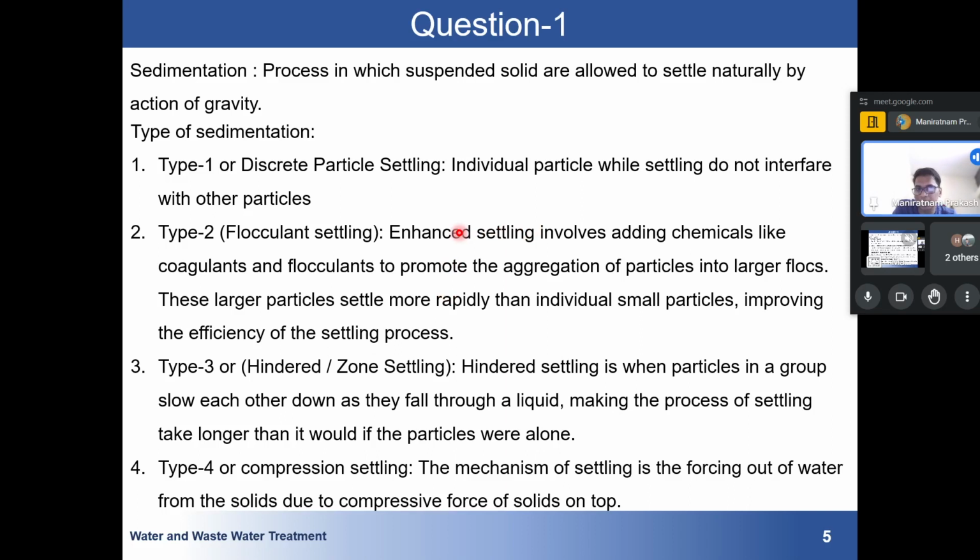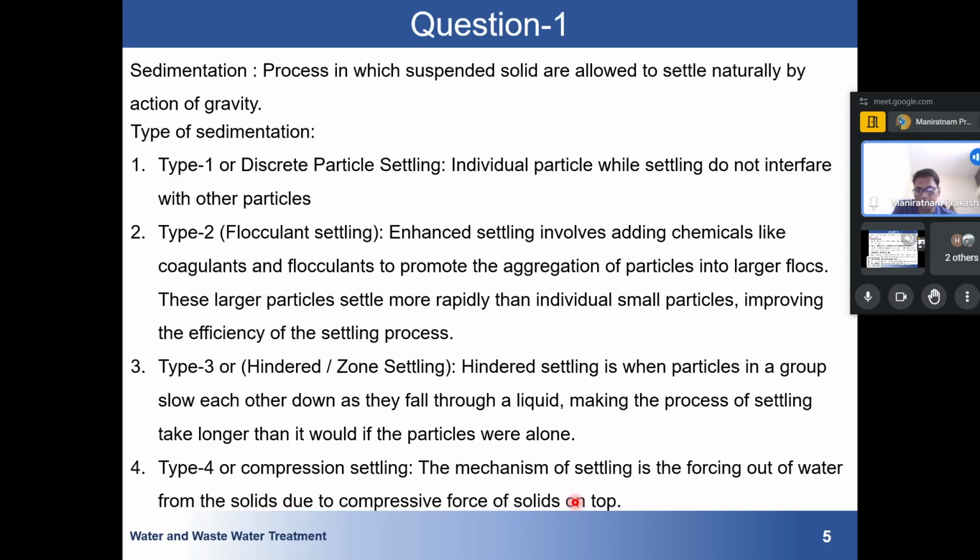we add some kind of chemicals, a bacteria, via which the larger particles will start settling down. As the larger particles settle down, they also compress the smaller particles present in the system, and they both settle down. That's why the name suggests compression settling. This kind of settling happens in tertiary treatment.